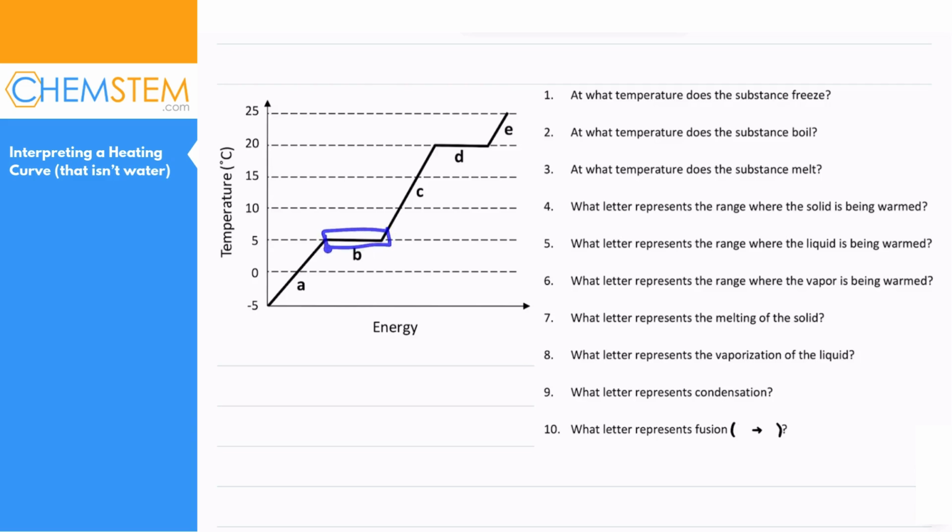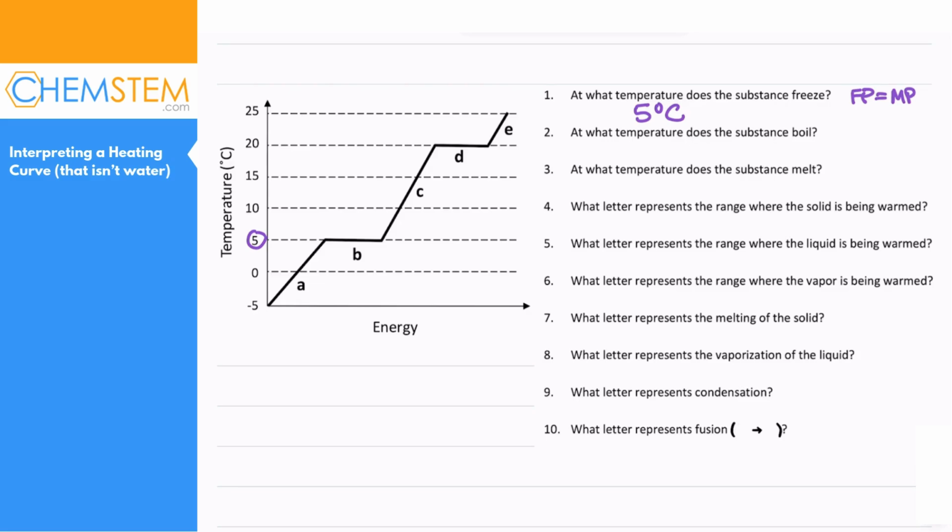You can tell because every plateau is a transition of state. So we have solid, liquid, gas. The first plateau is going to be freezing and melting, and the second plateau is going to be boiling and condensation. So to answer the question, at what temperature does it freeze? We know it happens at level B, but 5 degrees Celsius is the freezing point, which, by the way, is the same as the melting point. So the freezing point is equal to the melting point. The only thing that's different is the direction you're going.